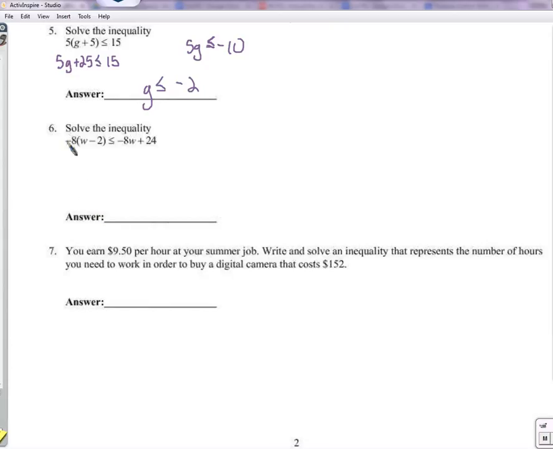Okay, here we go, solve this inequality. Negative 8, we're going to distribute that negative 8, you get negative 8w. Negative 8 times negative 2 is positive 16. Negative 8w plus 24, you may see something funny going on here with a negative 8w and a negative 8w. At this point, just try to imagine any number that you could plug in for w and see if this might be true. Well, I've got some number, right? Let me highlight this. Highlight the negative 8w, highlight this negative 8w.